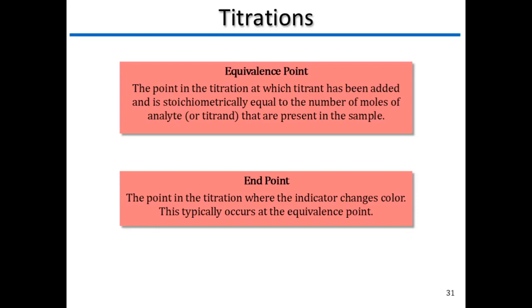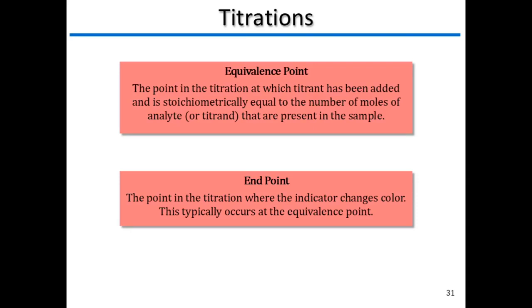Okay, so we have a couple important things about this. So we have the equivalence point. So this is the point of the titration at which the titrant has been added and is stoichiometrically equal to the number of moles of the analyte or titrant that are present in the sample. So this means the number of moles of acid and the number of moles of base, these are exactly equal.